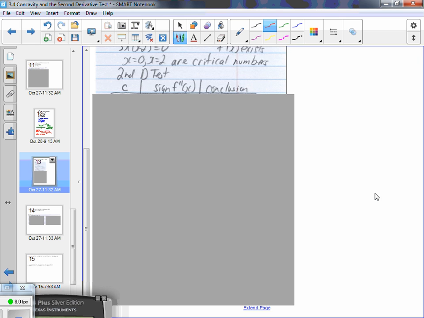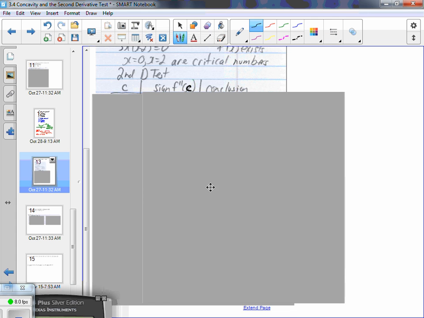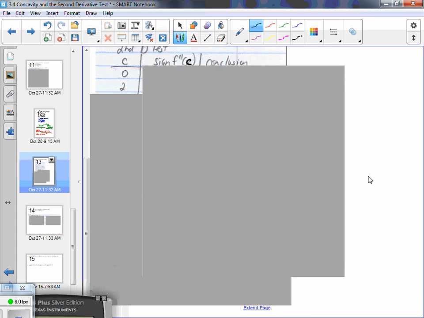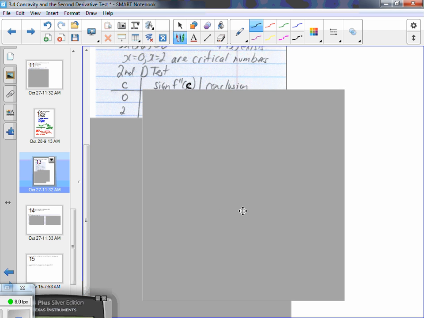All right, so second derivative test. First column is C. That's your critical number. Second column is the sign of f double prime of x. And if you want to, you can say sign of f double prime of C. I've done it either way over the years. And then we'll reach a conclusion about our extreme value. So here's what I'm talking about. In the first column, let's put our two critical numbers. In this case, 0 and 2.